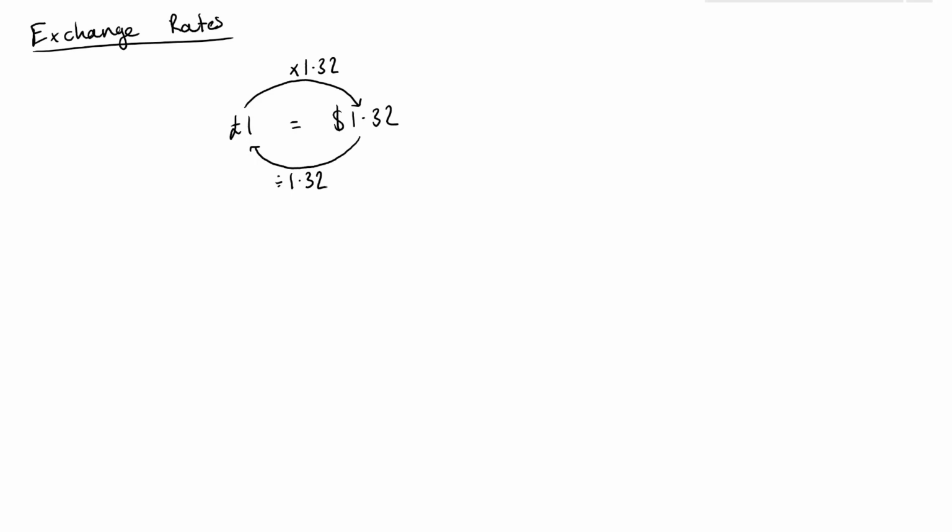From here, they could give us any value. They could say that they want you to convert maybe £200 into dollars. And we know that the conversion rate from pounds to dollars is multiplied by 1.32. So we just take the 200 times 1.32, and then you put that into your calculator, and it gives you that would be equal to $264.